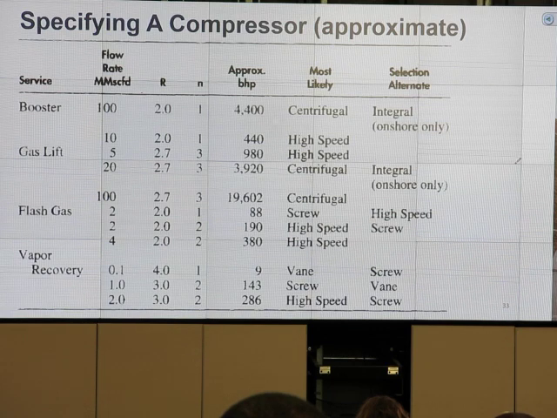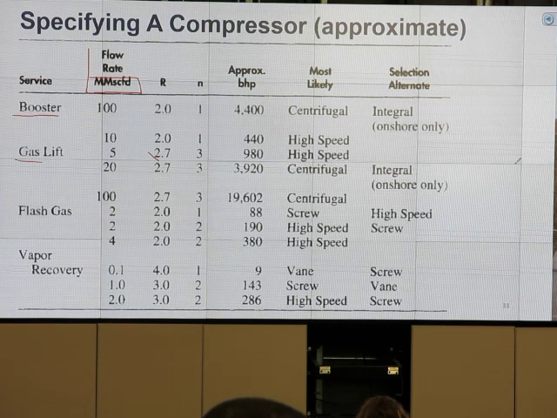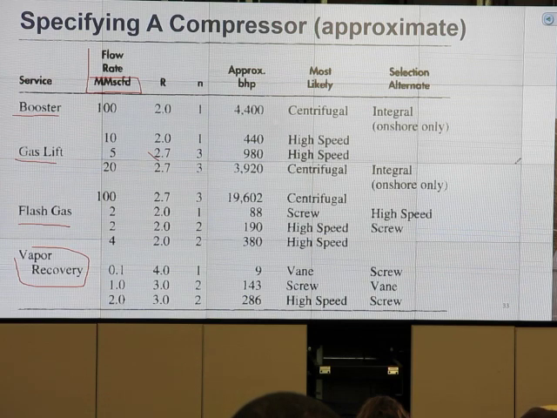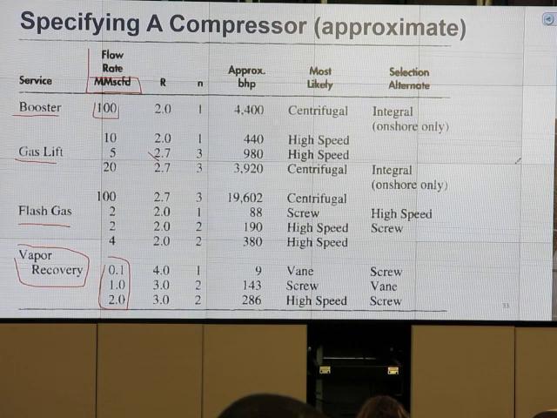Specifying a compressor for the approximation. For the flow rate in MMSCFD, it depends on what kind of service: booster, gas lift, flash gas, vapor recovery unit. We may have the flow, so a vapor recovery unit is for 0.1 to about 2 million cubic foot per day. Booster is for 100 million cubic foot per day. So this is a typical value for gas lift.